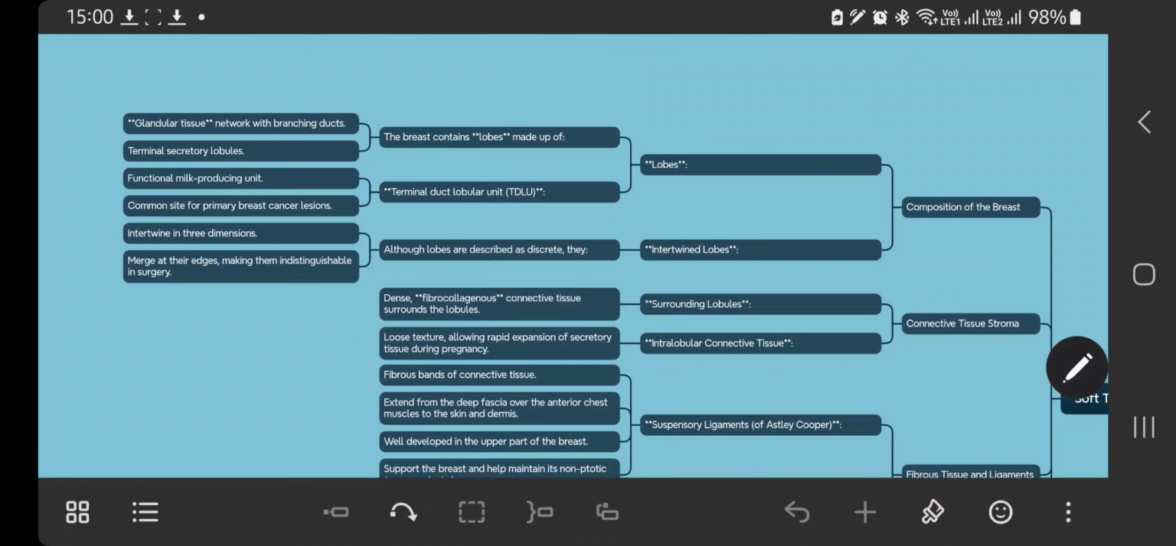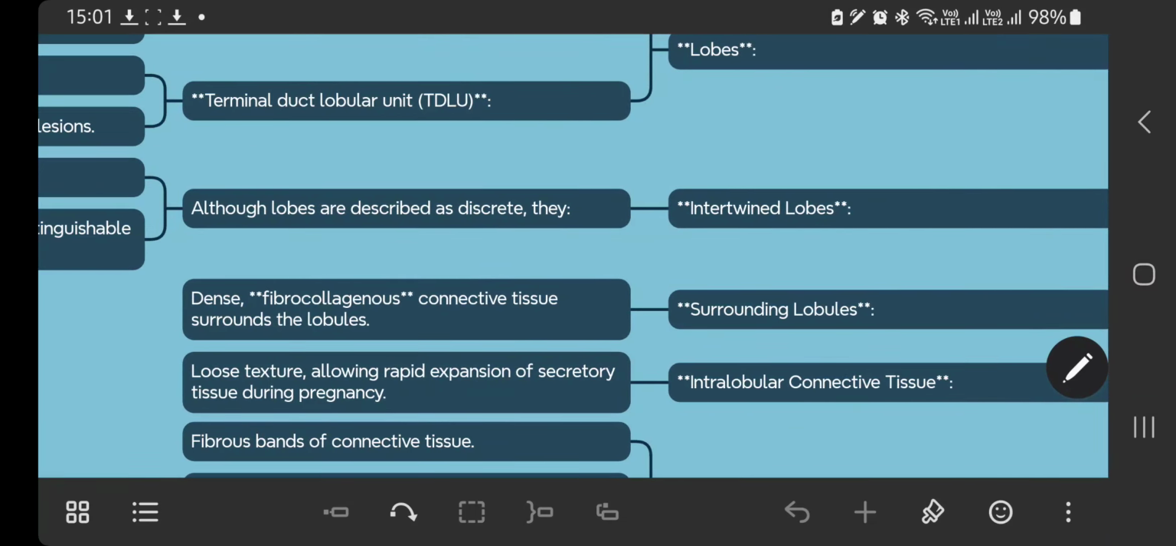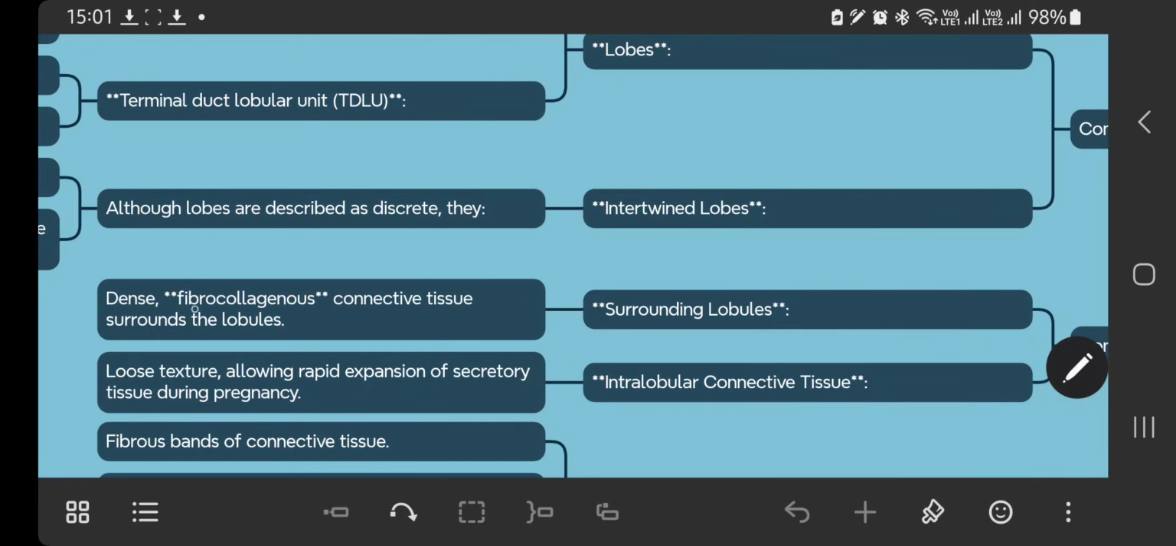Now, we have discussed the composition of the breast. Now, the connective tissue stroma. It has surrounding lobes and intralobular connective tissue. What is surrounding the lobules? Dense fibrocollagenous connective tissue. Then what's the intralobular connective tissue? That's of loose texture, allowing rapid expansion of the secretory tissue during pregnancy.